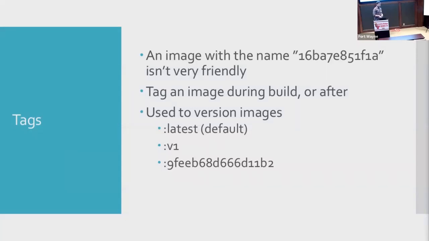So the image with the name 16BA7 whatever, not friendly at all. So what we can do is we can tag an image. We can do that during the build process or after the image is already built. And you can use tags for a ton of different things, and they can be really whatever you want them to be. The general convention is to have a nice, pretty name for kind of like a repository, and then you can have a colon, and by default, it's latest if you don't specify a colon tag, but you can do whatever you want after that colon. So you can use version numbers, you can use git commit hashes, literally anything.